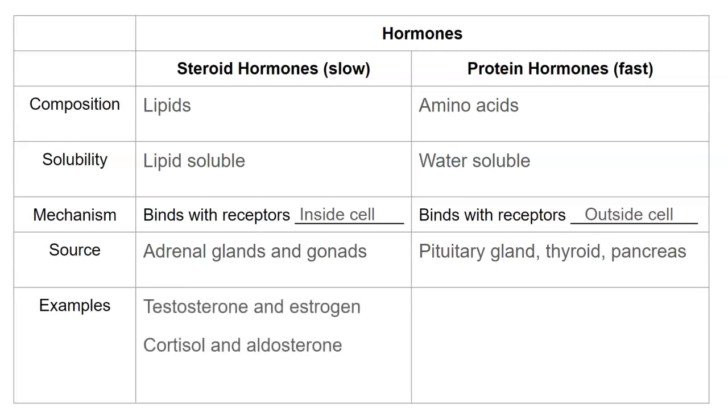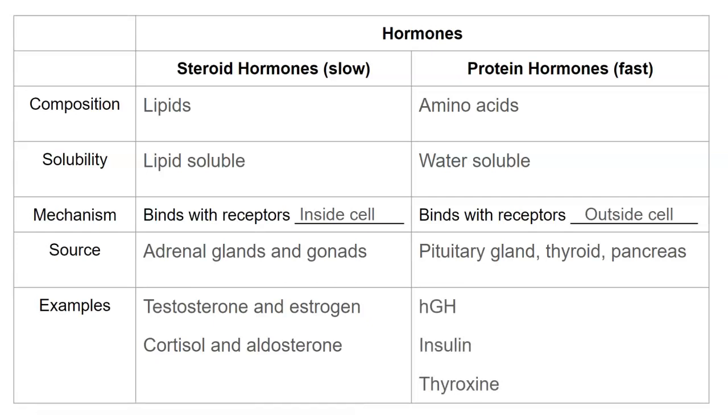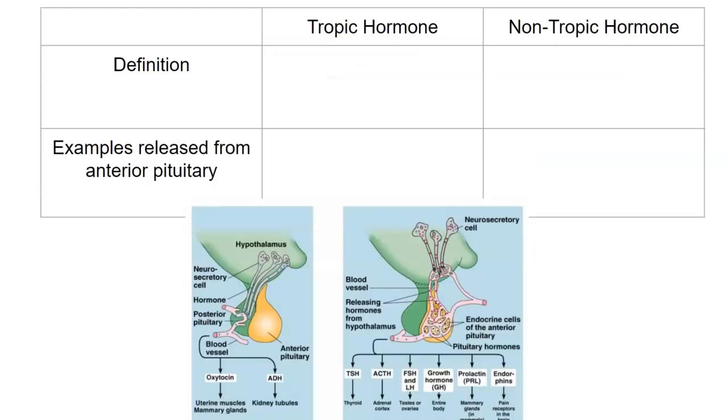So steroid hormones are sex hormones or stress hormones. Okay, steroid starts with an S, sex starts with an S, and so does stress. Our sex hormones would be like testosterone and estrogen. Our stress hormones would be like cortisol and aldosterone and epinephrine. Those are examples of steroid hormones. Protein hormones are basically everything else, like human growth hormone or insulin or thyroxine. These are words that you might not know yet, but we will learn throughout this chapter.